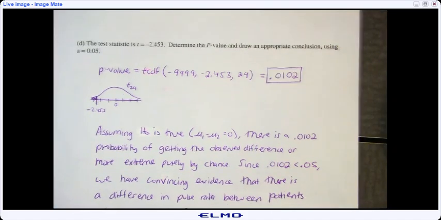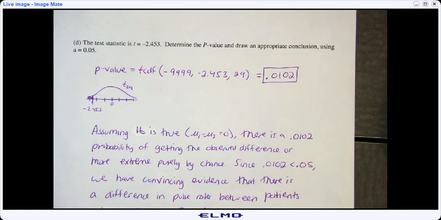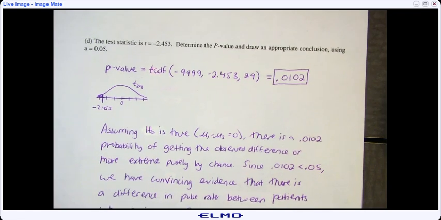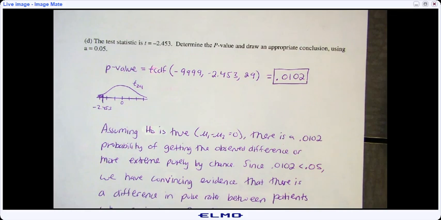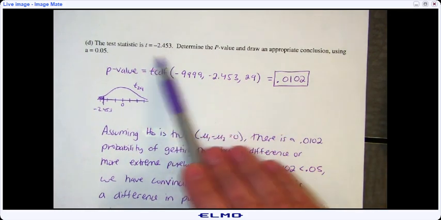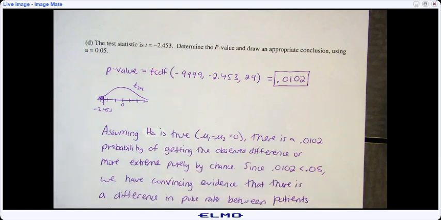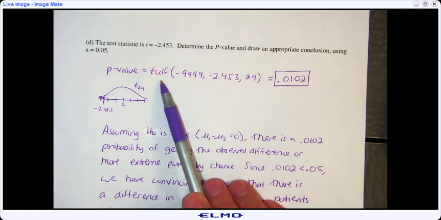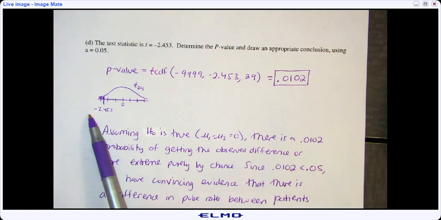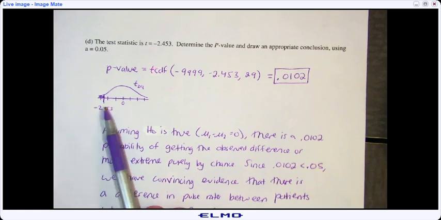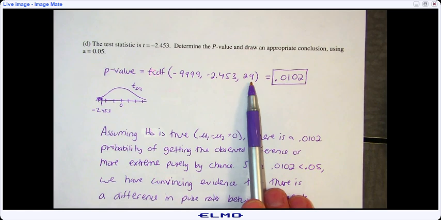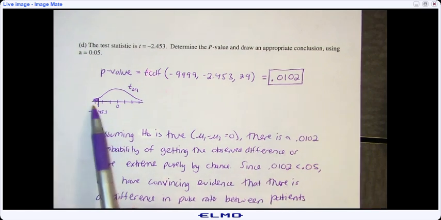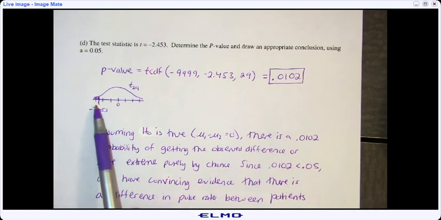And then on the last part, part D, it says the test statistic is negative 2.453. Determine the p-value and draw an appropriate conclusion using alpha equals 0.05. So if that is the test statistic that we got, that's like the z-score essentially, but it's a t-score. You can plug that in here. So I did t-CDF, and I got from negative infinity to negative 2.453, and 29 is our degrees of freedom. And we get this value right here, 0.0102. That means that this probability out here is 0.0102, or about 1%.